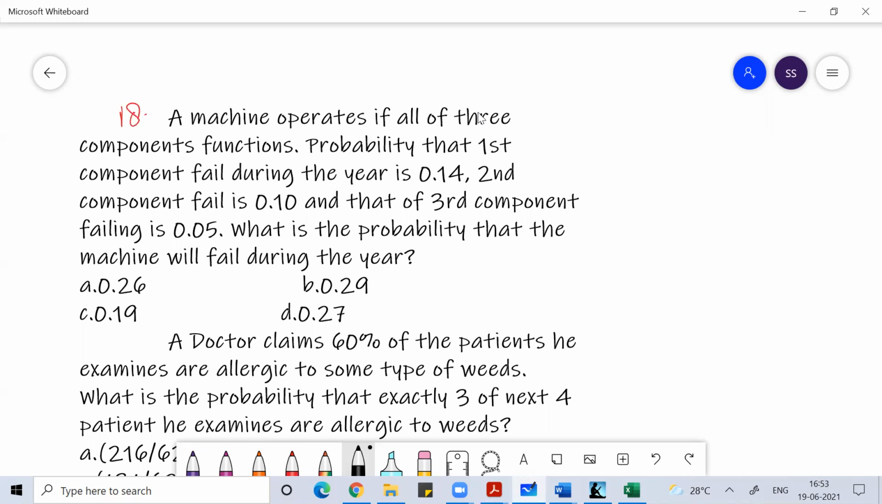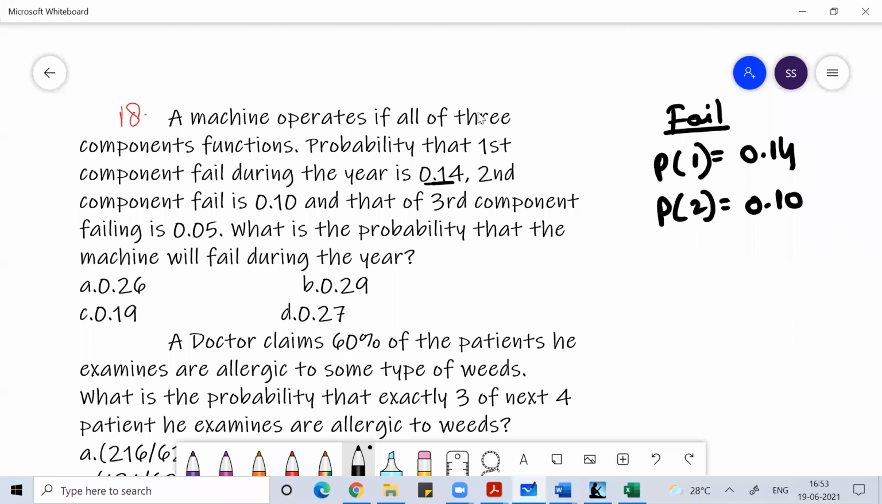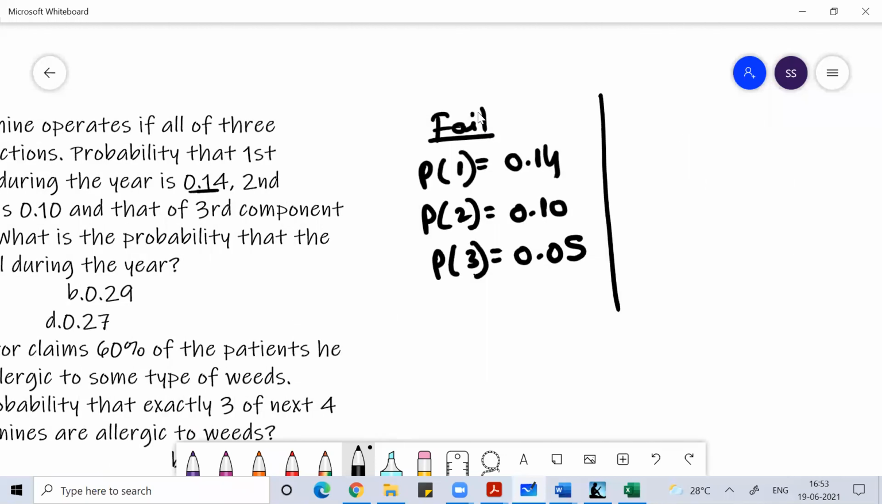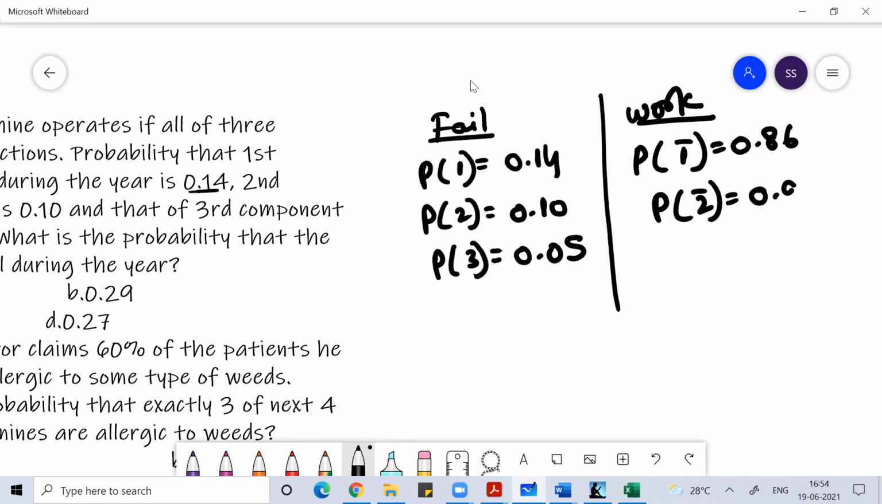The probability that the first component fails is 0.14. So they're talking about failing probability. The probability that the second one fails is 0.10. The probability that the third one fails is 0.05. So the fail probabilities are given, and the probability that they will work is 0.86 for the first. The probability that the second will work is 0.90. The probability that the third will work is 0.95.